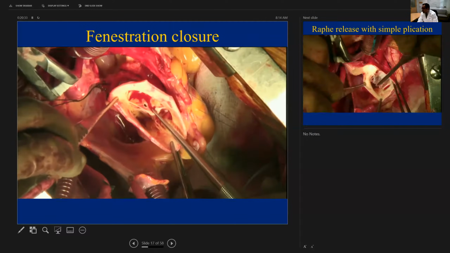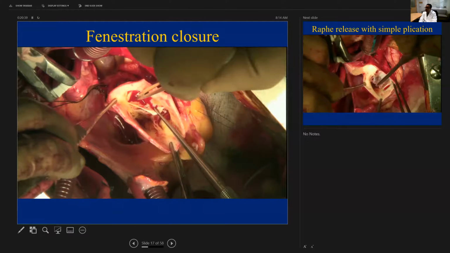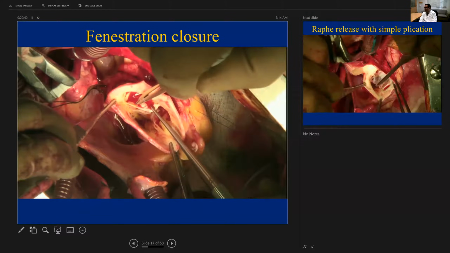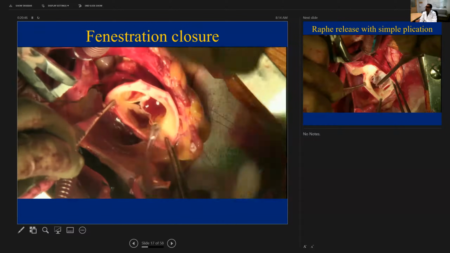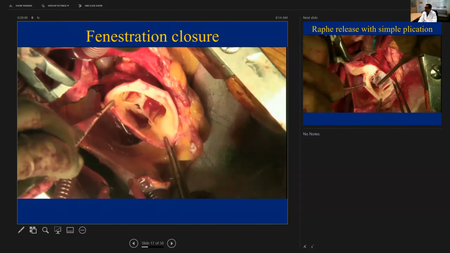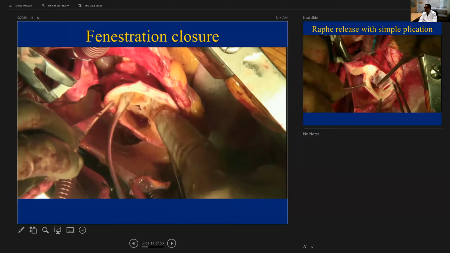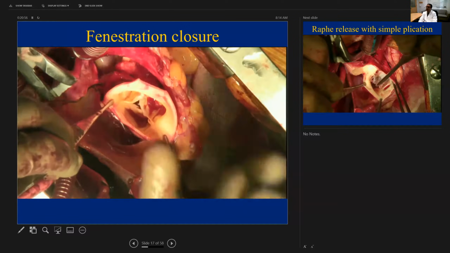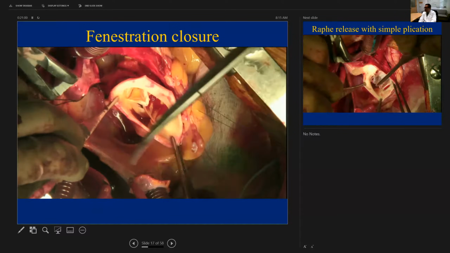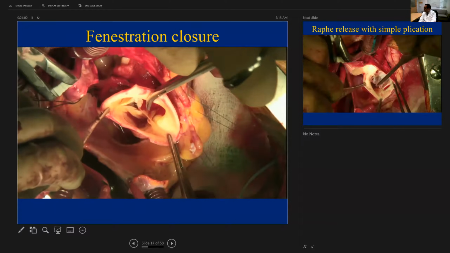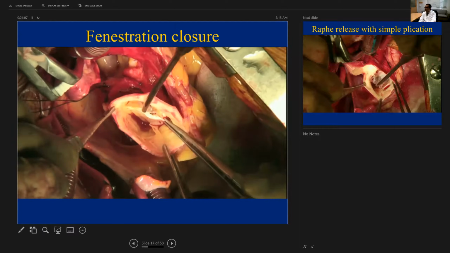Here you can see an example where a simple fenestration closure can be done. So this is not a valve that you need to throw in the bucket. This is a valve that can be repaired. So simple fenestrations like this, if the leaflet strength is good around the fenestration, and typically it is because there is scarring that happens, you can repair fenestrations like this and still continue with a repair. You can see here, actually, this patient that we did also has a second leaflet fenestration that we also repaired.